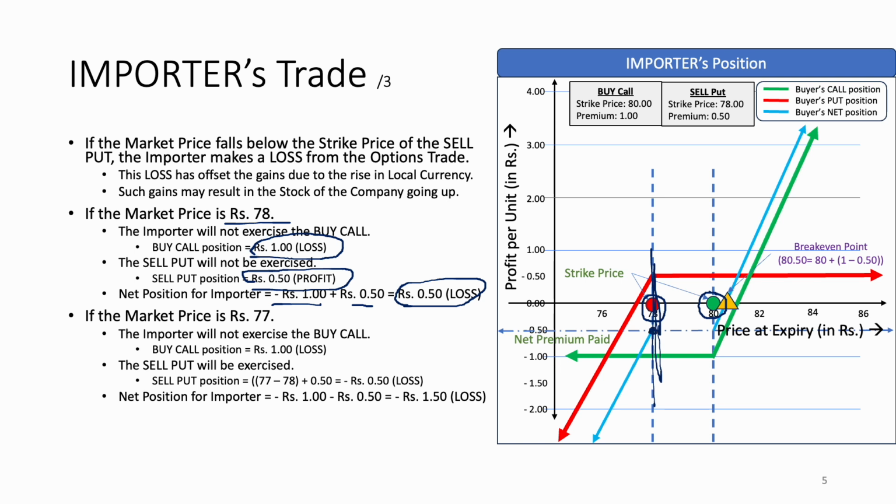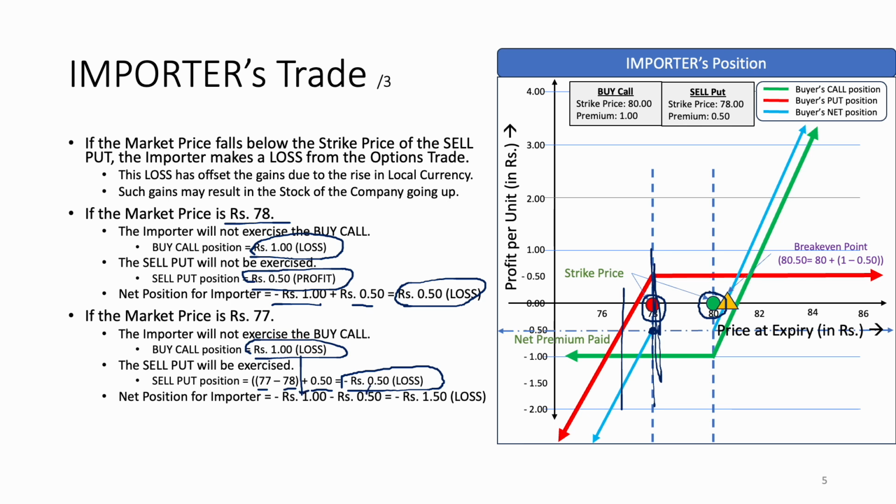Now supposing the market price falls further down, it comes to 77 rupees, that is somewhere here. In this case, the buy call will not be exercised, so our importer loses 1 rupee on that, but the sale put will be exercised. When the sale put is exercised, the market price is 77 and the strike price is 78, and the premium earned is 50 paise. So he makes a loss of 50 paise here. So his net loss is 1 rupee 50 paise, that is 1 rupee from here and 50 paise from here.